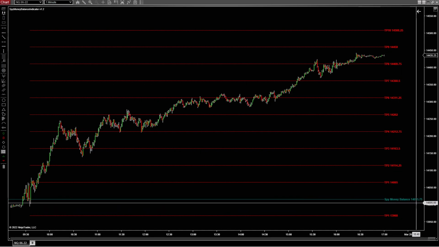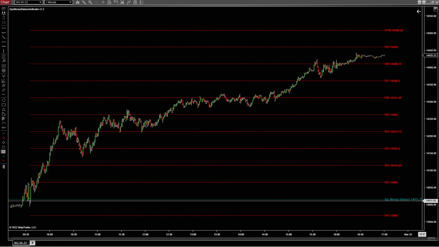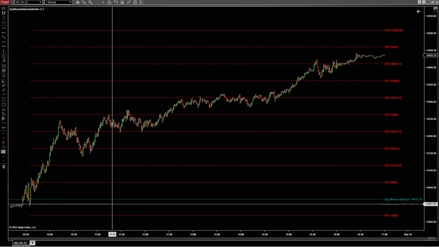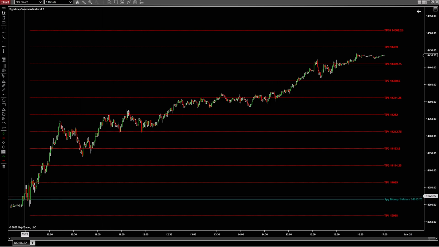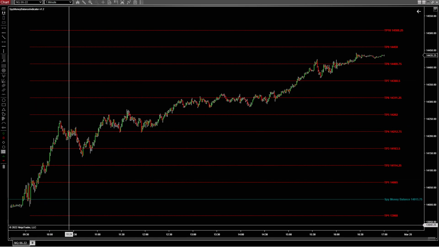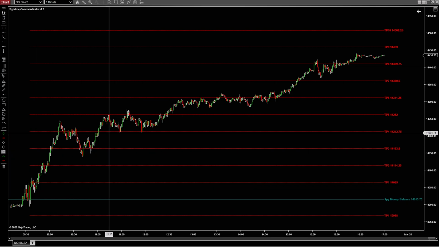Over here it says SPY Money Balance, and it's 1401575. That was the balance for the U.S. Open on Friday, March the 18th. Whenever you open above it, that means it's long bias. When you open below it, that's short bias. In this case, we opened above it, so therefore we want to take longs.